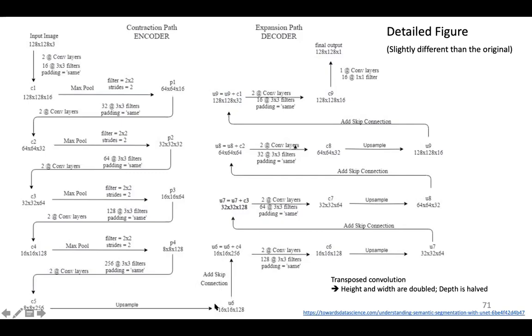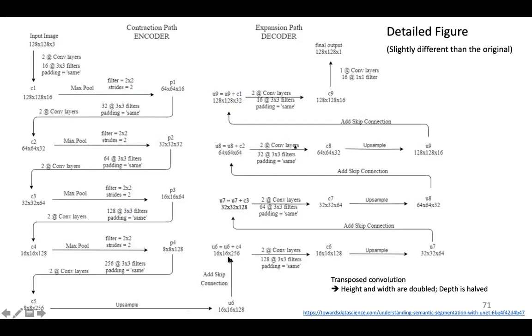So you have 16 by 16 by 128 right here. This is the output of the first transposed convolution. You concatenate this with this here. So 16 by 16 by 128, 16 by 16 by 128. You don't do a sum as in the original ResNet. You actually do concatenation. That is why you end up with 16 by 16 by 256.